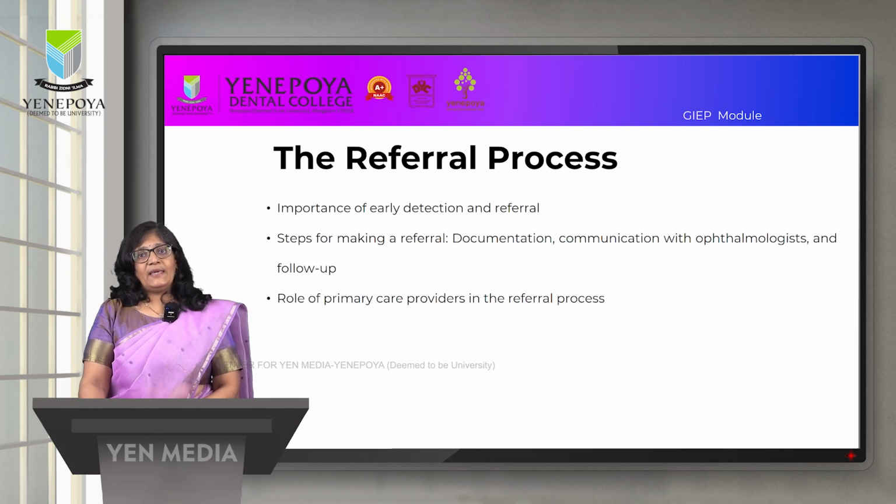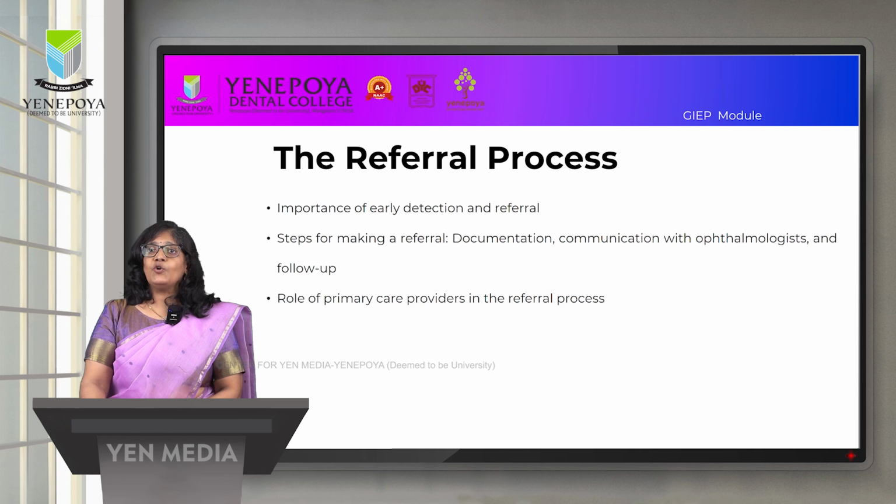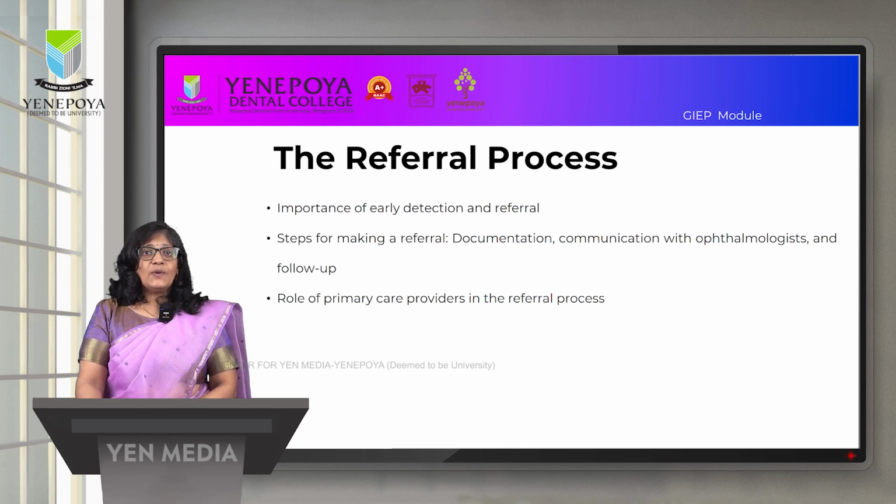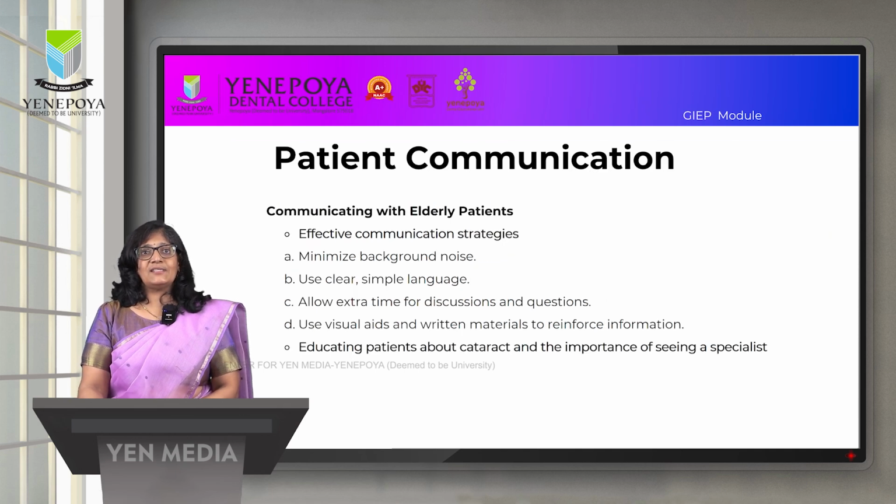What are the steps for making a referral? Document it. Make a note of the symptoms, document and then communicate with the ophthalmologist. Inform them that we are sending a case which looks like having cataract. And of course, never forget to follow up a case because these are the patients you might be seeing again. So make sure you follow up the case if the patient has actually visited the ophthalmologist. It's very important, the role of primary care providers in this referral process.